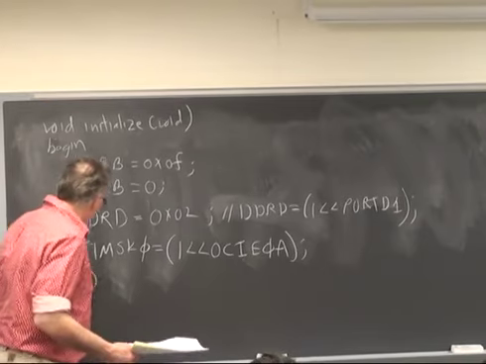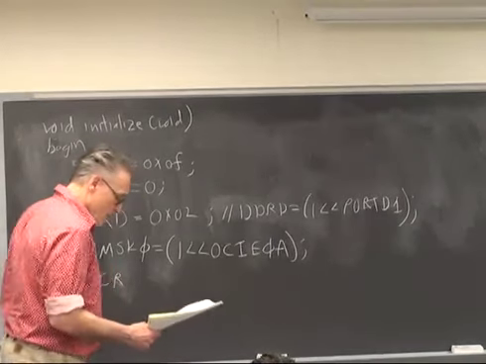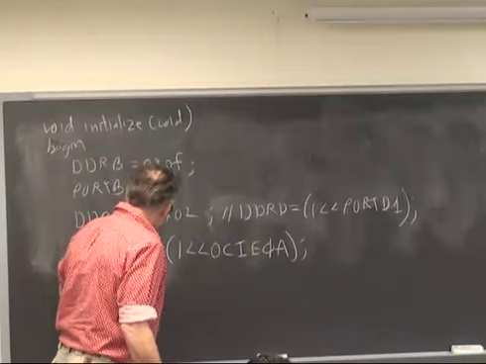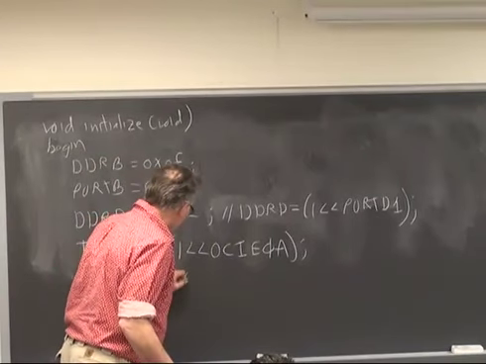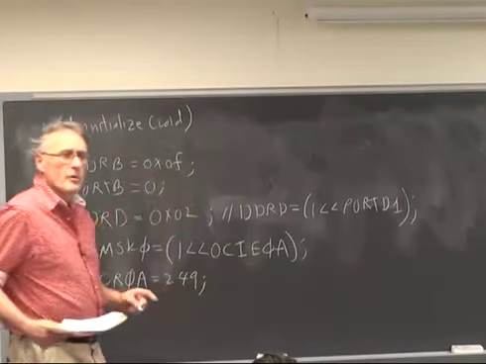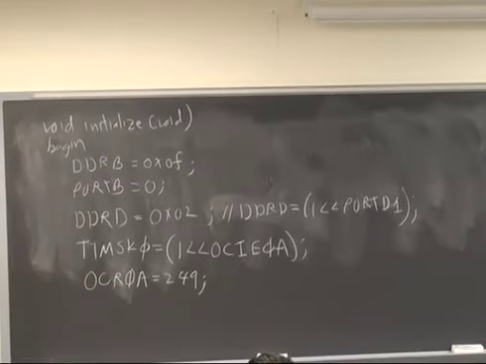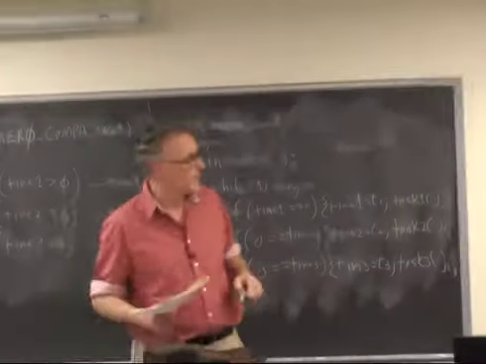We're going to set the compare register OCR0A to 249 decimal. Remember, it's a 0-base system. We want 250 counts to make 1 millisecond.